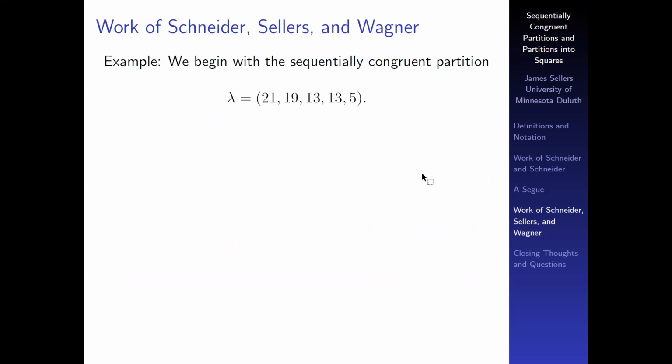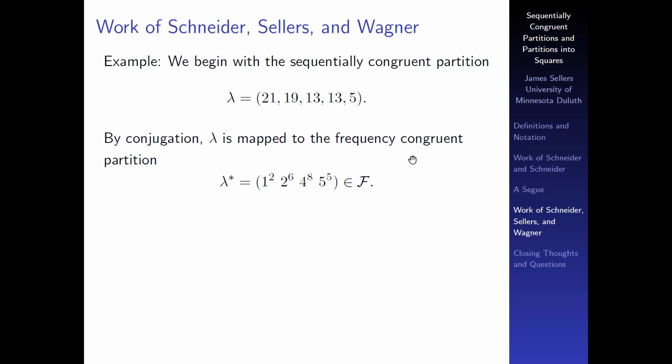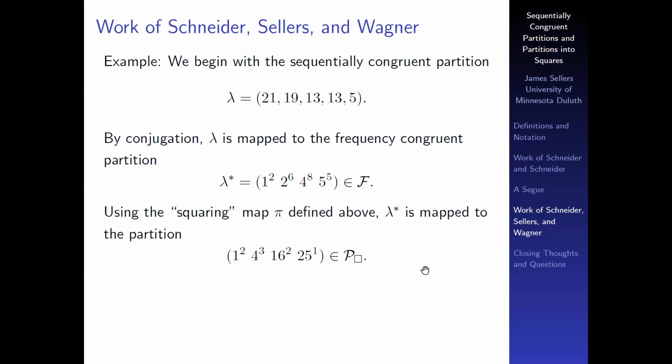Let me show you a quick example that I really like. Start with this sequentially congruent partition. I promise you it's sequentially congruent. I'm going to take its conjugate and get this frequency congruent partition. And again, each part divides its frequency. And now I'm going to do the map that I just showed you. And when you do that, 1 appears twice, 4 appears 3 times, 16 appears twice, 25 appears once. And this, of course, is in the right set, the partitions into squares.